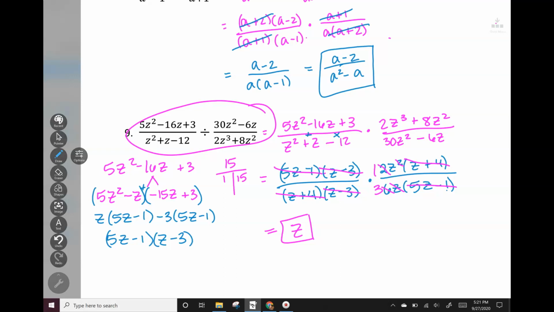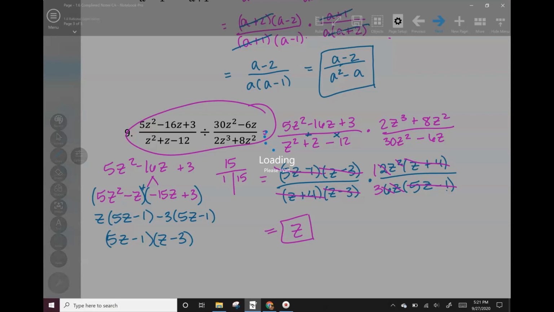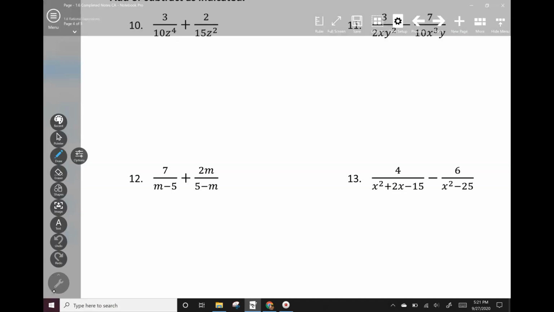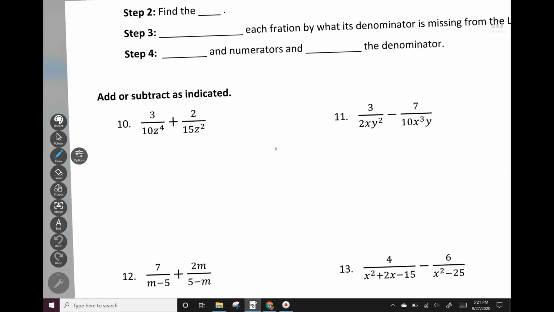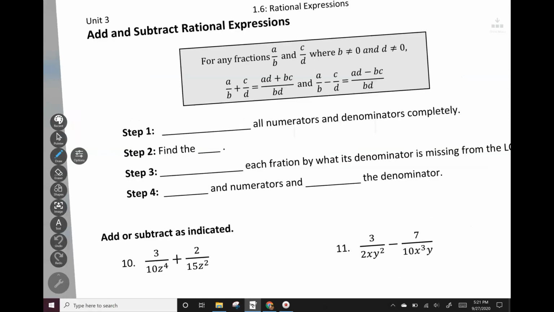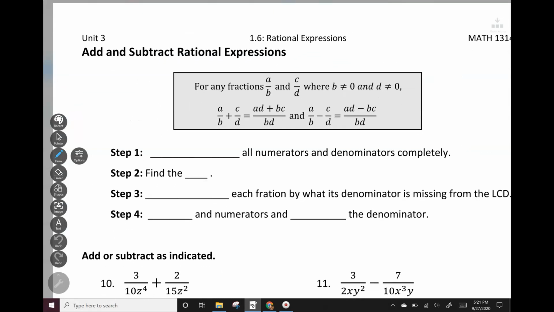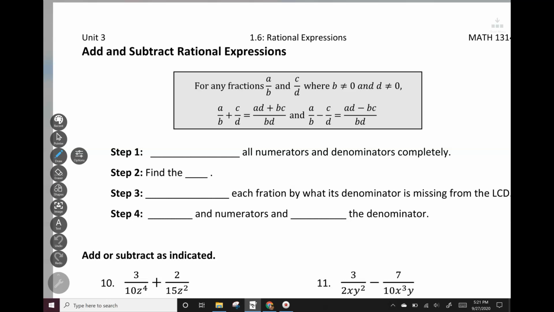Awesome. So let's move on to our next page, which is all about adding and subtracting rational expressions. So first, let me remind you of how we add and subtract rational fractions.